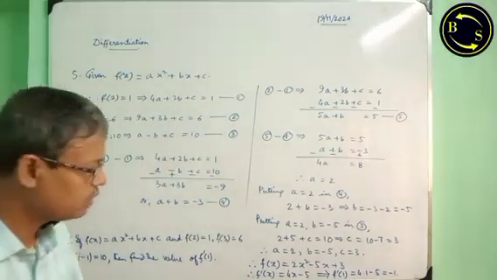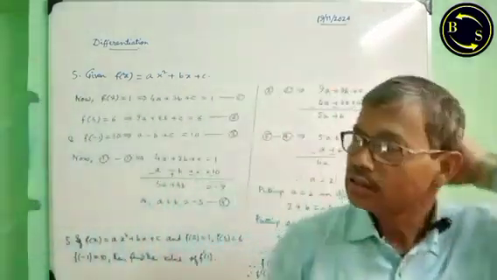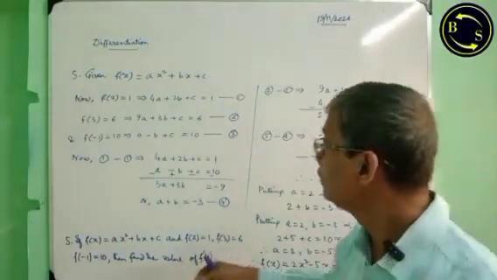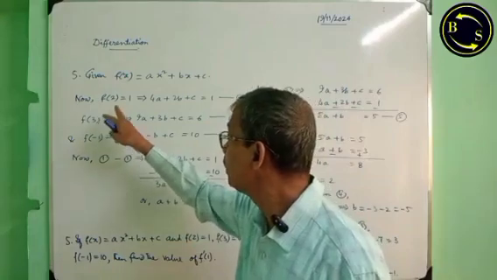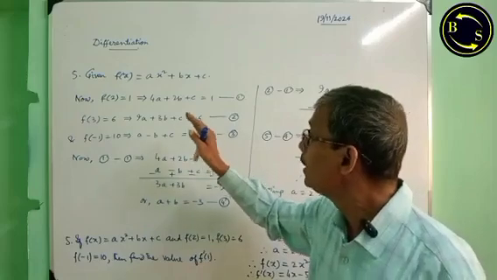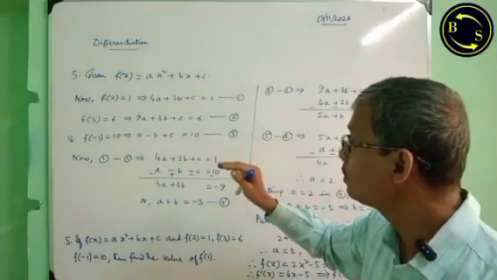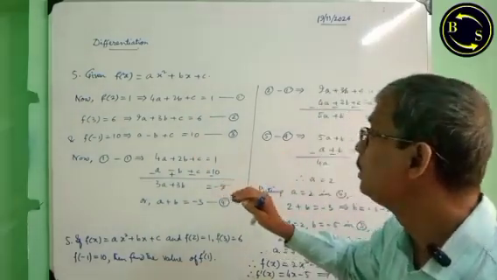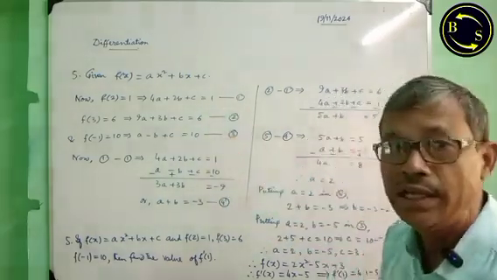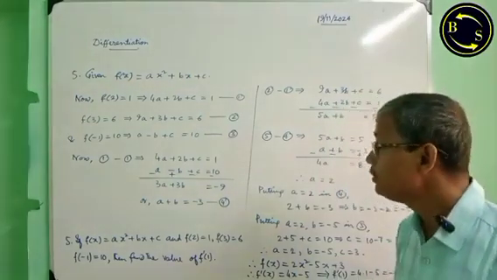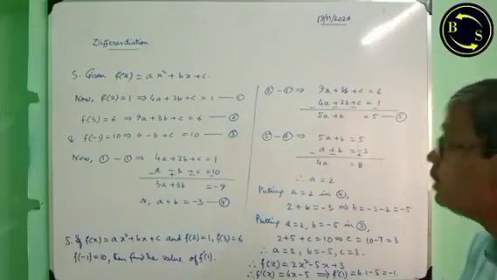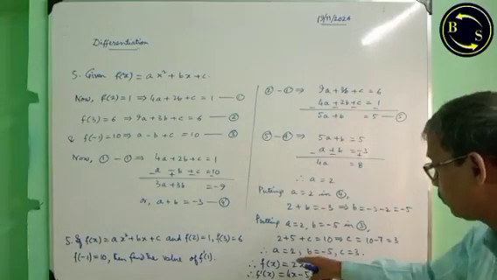Therefore, the value of f dash 1 is minus 1. Actually, in this case, a, b, c are unknown at first, and we have been given the values of f of 2, f of 3, f of minus 1. Putting x equal to 2, then x equal to 3, then x equal to minus 1, and simplifying, we have got 3 equations involving a, b, c. That means we have to first get the values of a, b, c. For that we have solved these 3 equations and got the values of a, b, c.